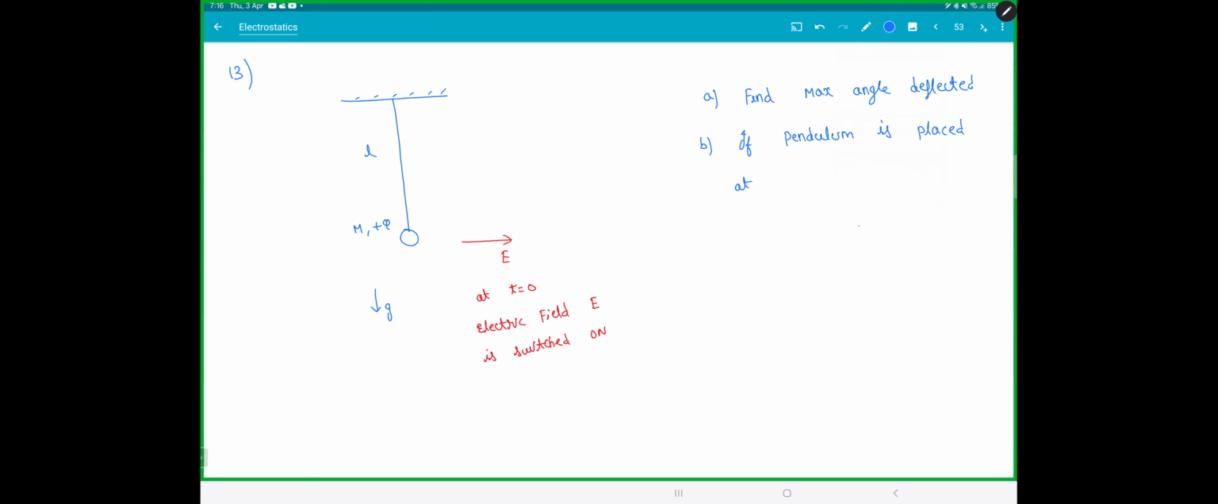Second question, if the pendulum, so you brought it to equilibrium, is placed in equilibrium position at rest, then find time period for small oscillations.